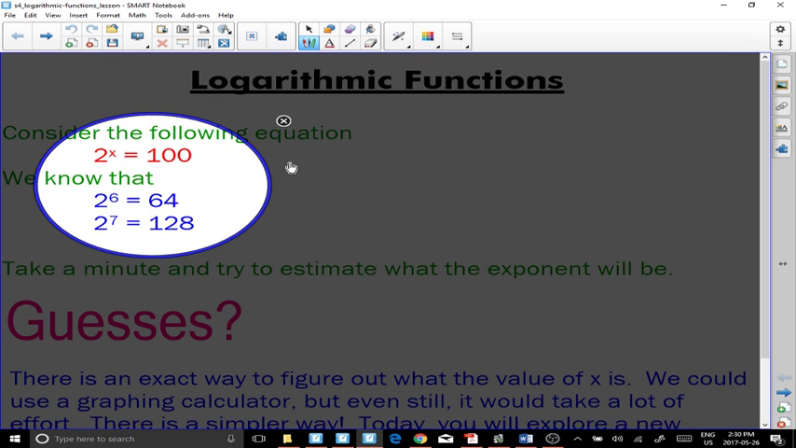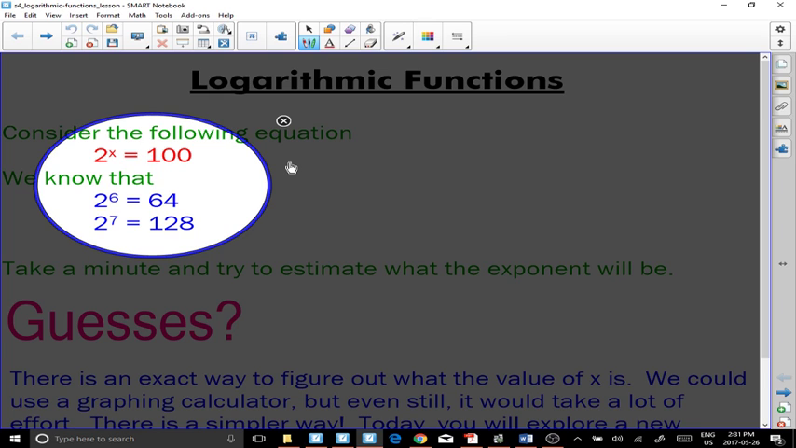And we can fiddle around with values. We could try 6.4, 6.5, 6.45, 6.46, 6.47. We can play around with all different types of values, but that kind of strategy would be called guess and check. That sort of strategy would take a long time, and it would be hard to get an exact answer.